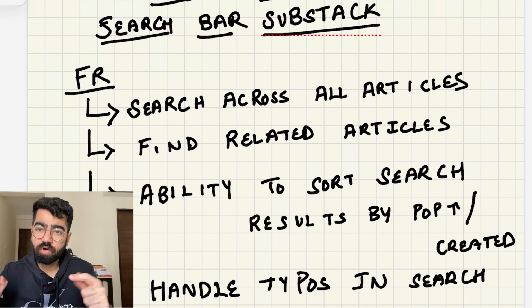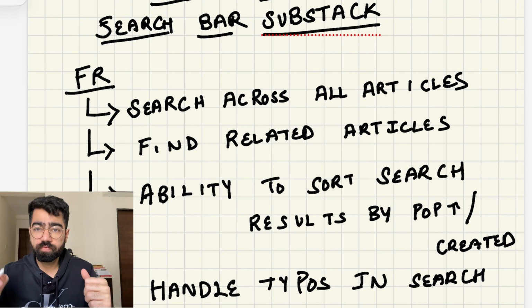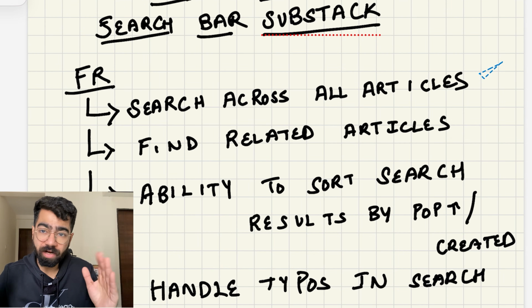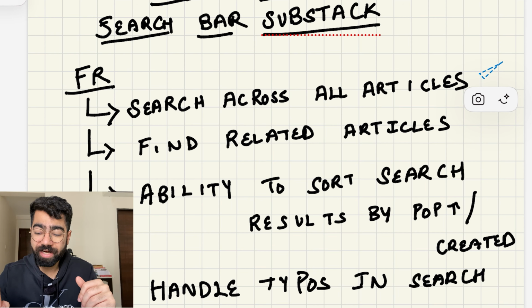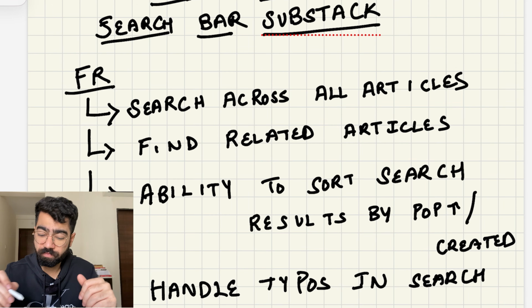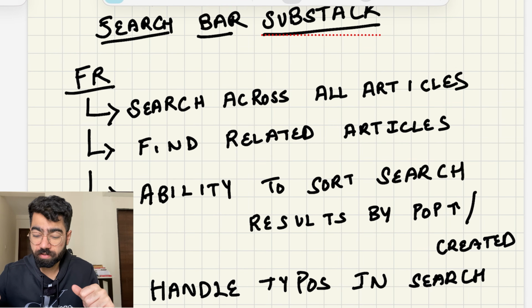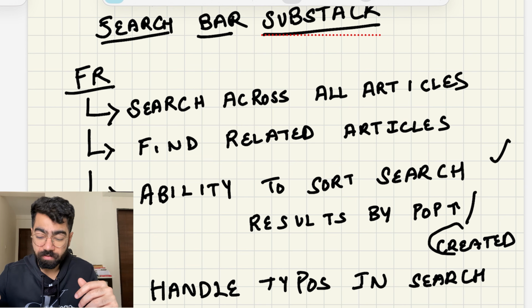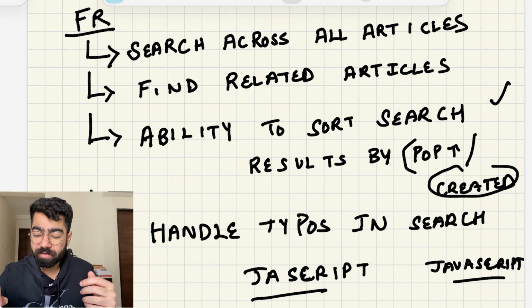So how do we build a search system, even that simple search bar in a website like you see on Substack? So first, let's talk about the functional requirements. So we should be able to search across all the articles. We should be able to find related articles. We should have the ability to sort search results by created date or popularity. Also, we should be able to handle typos in search.